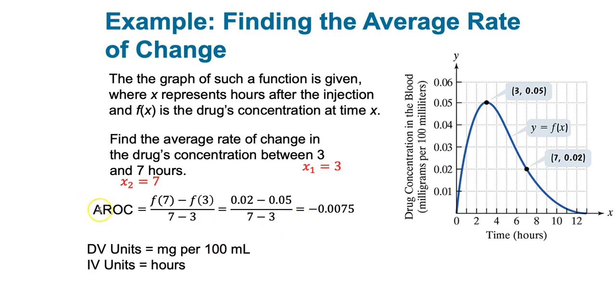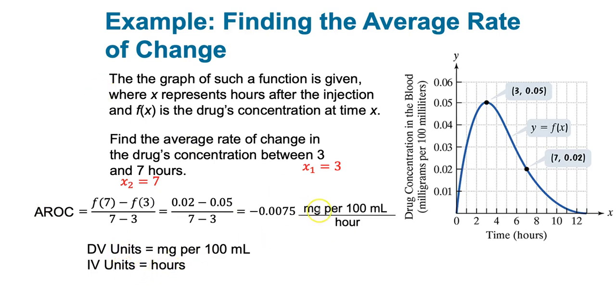The unit for the average rate of change is the dependent variable units divided by the independent variable units. So we found the units for average rate of change is milligrams per 100 milliliters per hour.